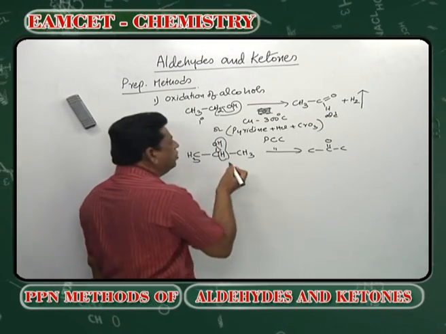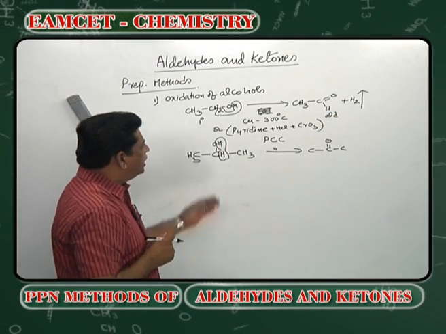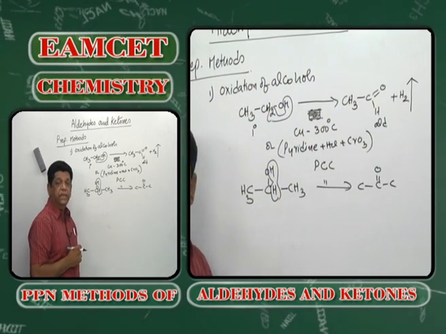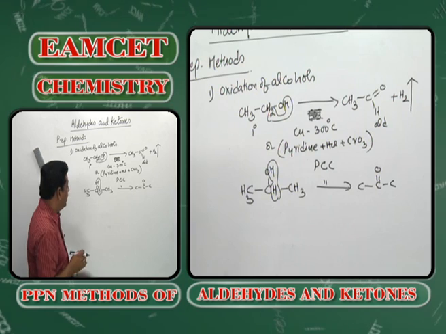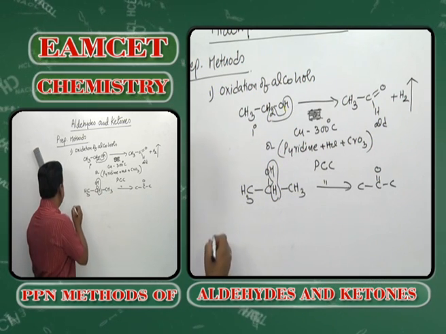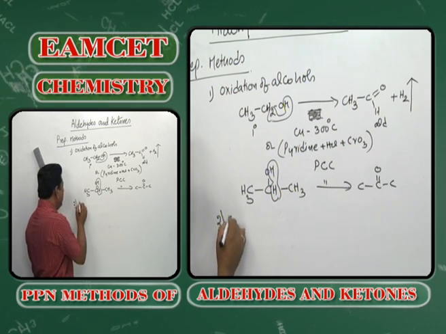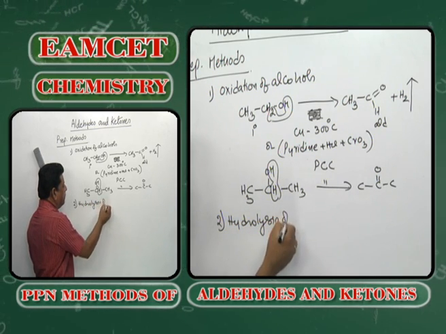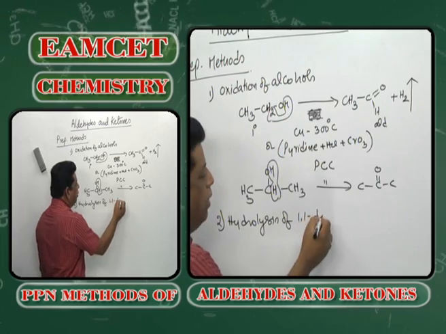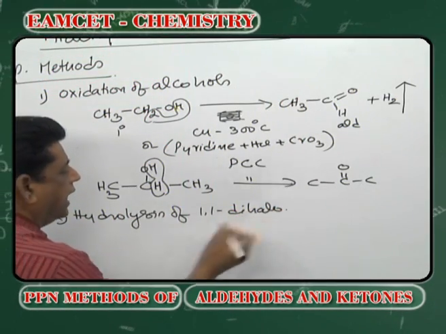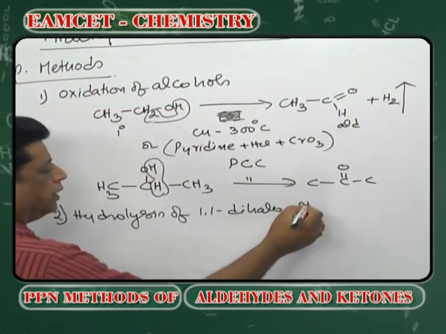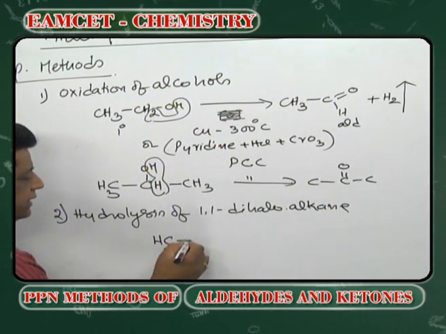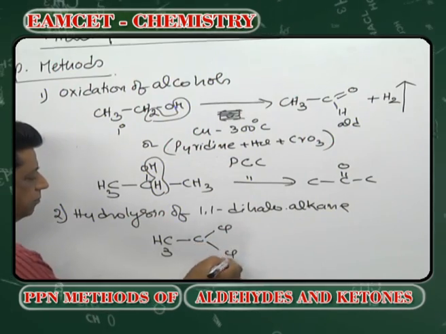In the case of ketones, you need not worry too much. You can use copper at 300 or dilute sulfuric acid. In the case of dichromate or permanganate, they also can be used. The second method is hydrolysis of 1,1-dihalo compounds, 1,1-dihaloalkanes. An alkane containing 2 halogens on the same carbon like this.